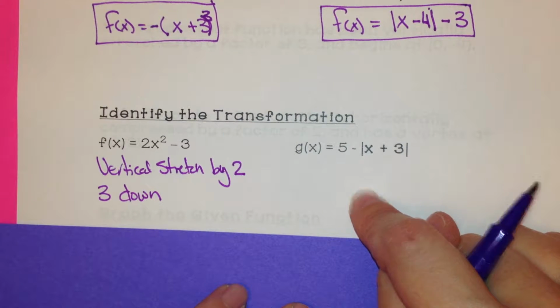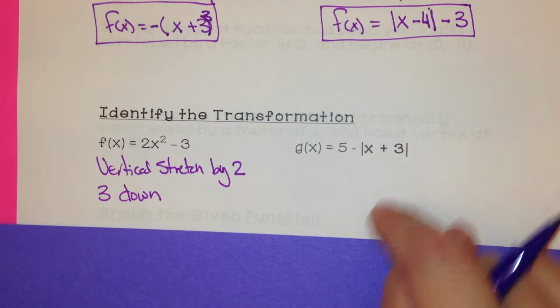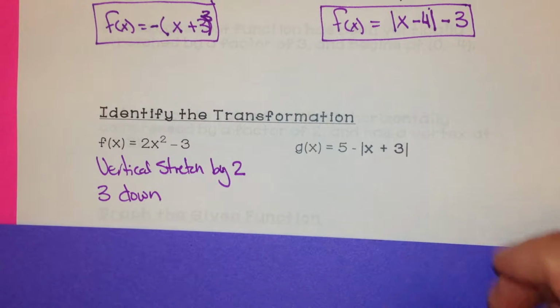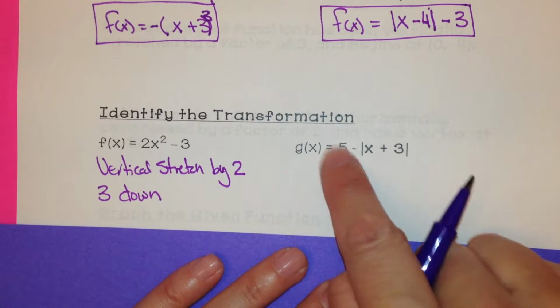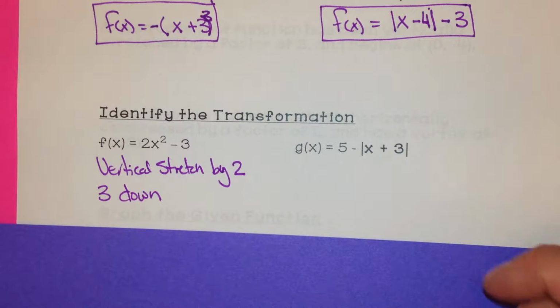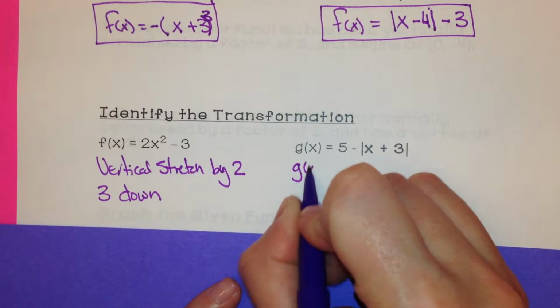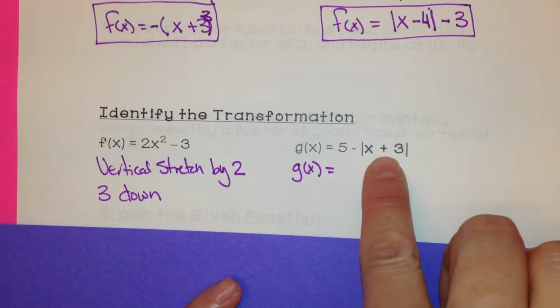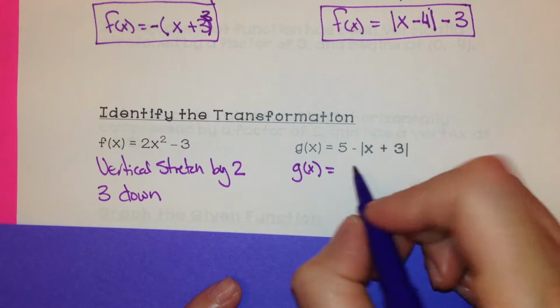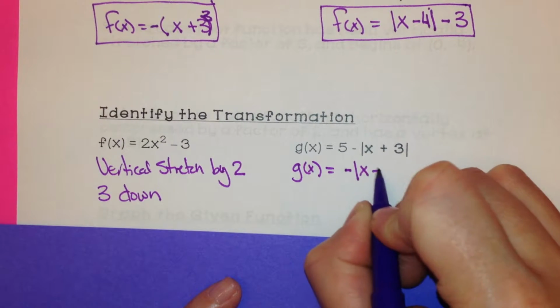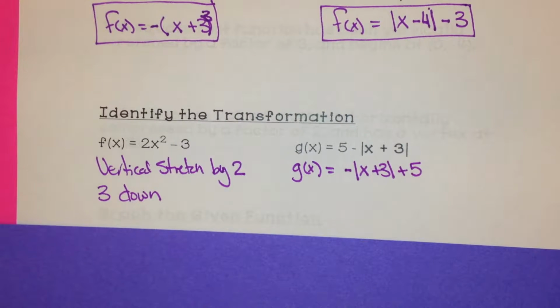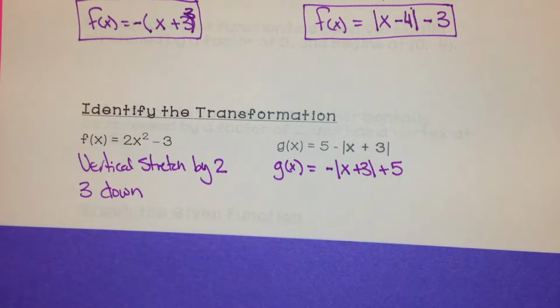All right, absolute value. This one, we can see that there's a 5 in the front, but if you want to get it in the correct order where the value is added or subtracted on the back, you can really see what's happening. So we have g of x equals, well, this minus goes in front of the absolute value of x plus 3, and this 5 is positive, so plus 5. So when it's in that correct order, it's a little easier to identify what's positive, what's negative.